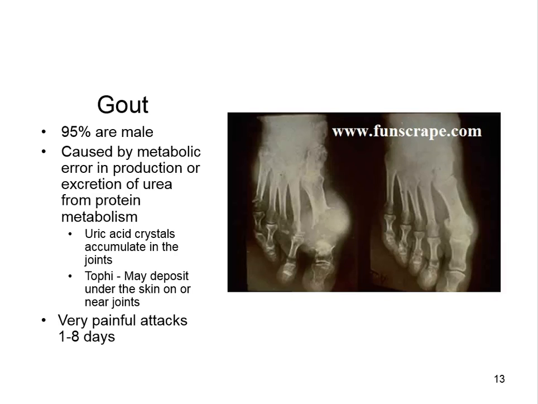Gout. 95% are male, caused by metabolic error in production or excretion of urea from protein metabolism. Uric acid crystals accumulate in the joints, and this can be caused by hyperuricemia, renal dysfunction, or kidney stones. And then you have what they call tophi. These are deposits of urate compounds in and around the joints of the extremities. These frequently lead to joint deformity and disability, and they may deposit under the skin, on or near the joints. Very painful attacks that last anywhere from 1 to 8 days.